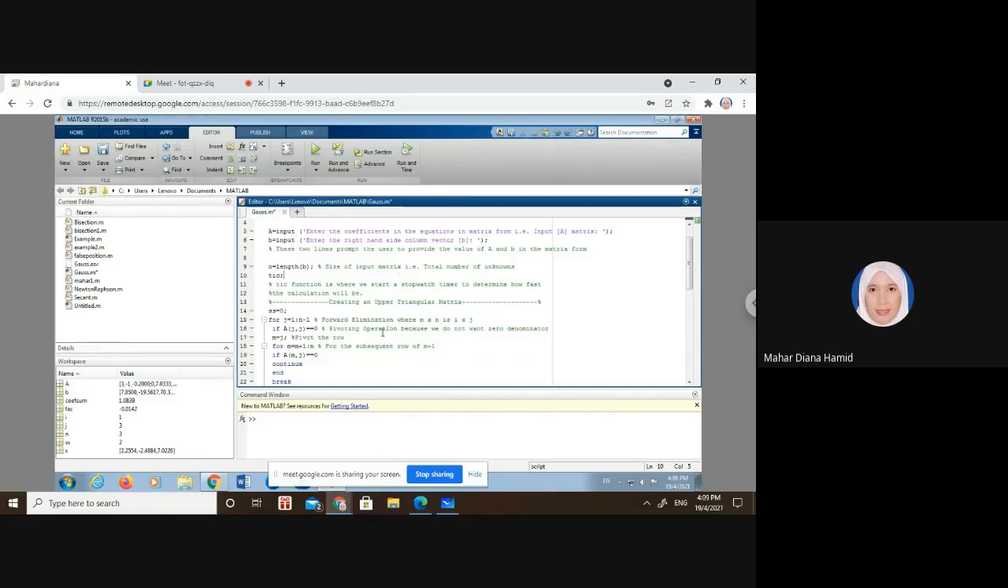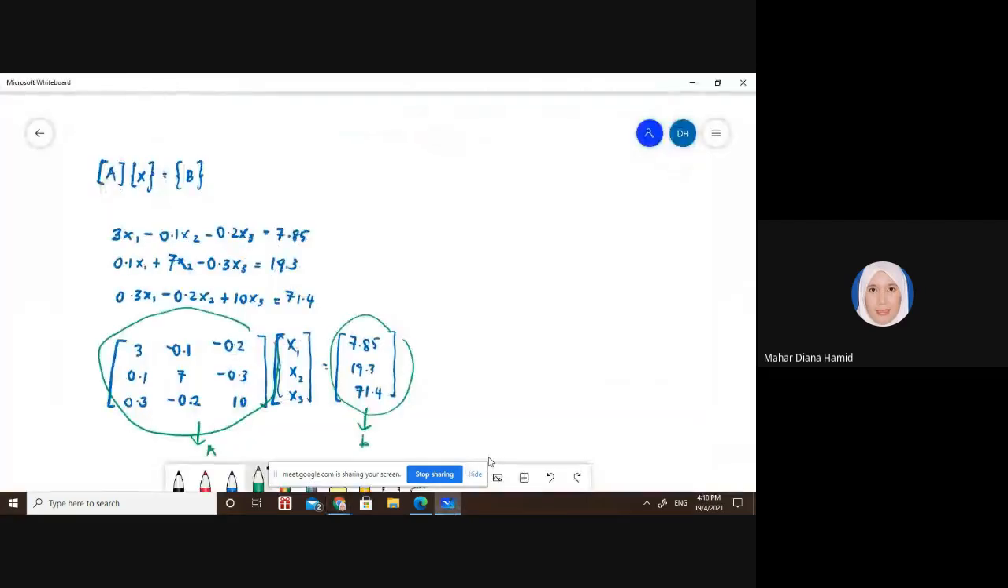And the first thing that we need to do, if you remember, in order for us to solve a certain set of algebraic equations using Gauss elimination, is to transform A into an upper triangular matrix.